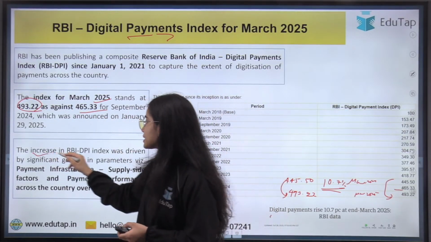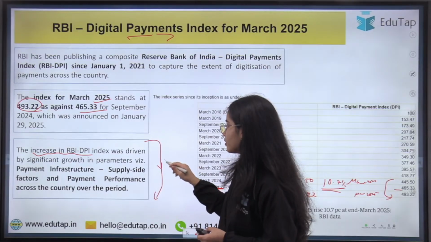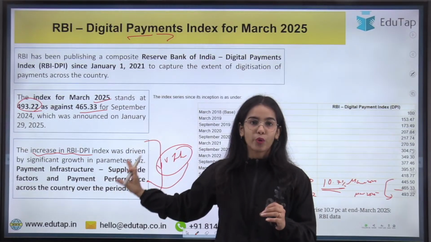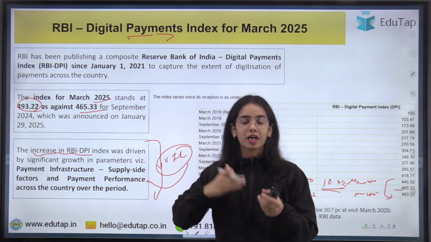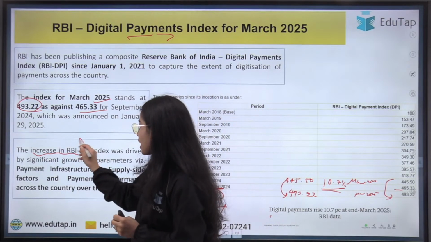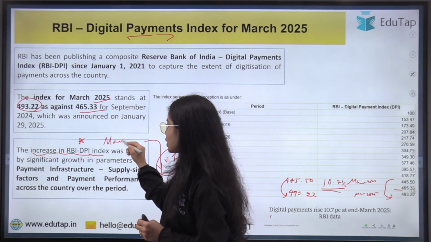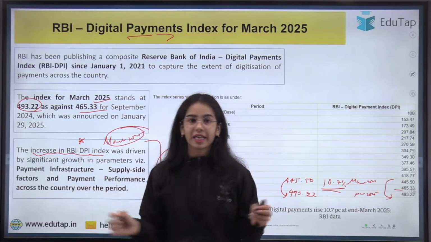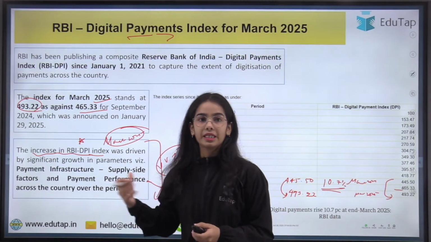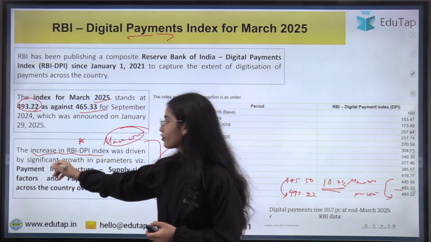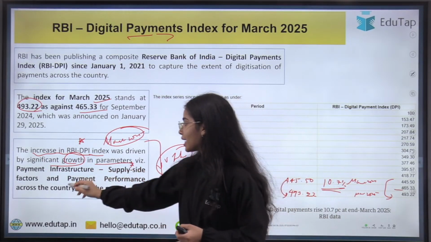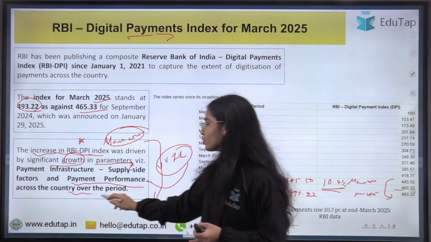Okay, now the increase in RBI DPI, this is again very important, because last year directly a question came from such kind of point, that the increase that has happened in the RBI digital payment index is because of two main parameters. So the increase in RBI DPI index in March 2025 from September 2024 was driven by significant growth in the parameters, that is the payment infrastructure supply side and payment performance across the country over the period.